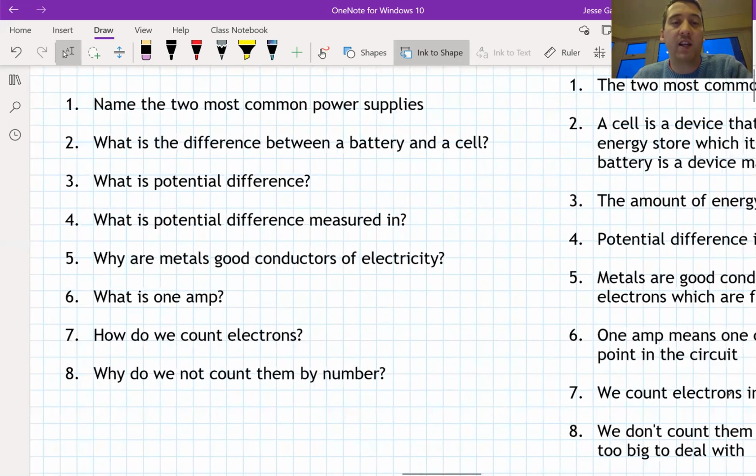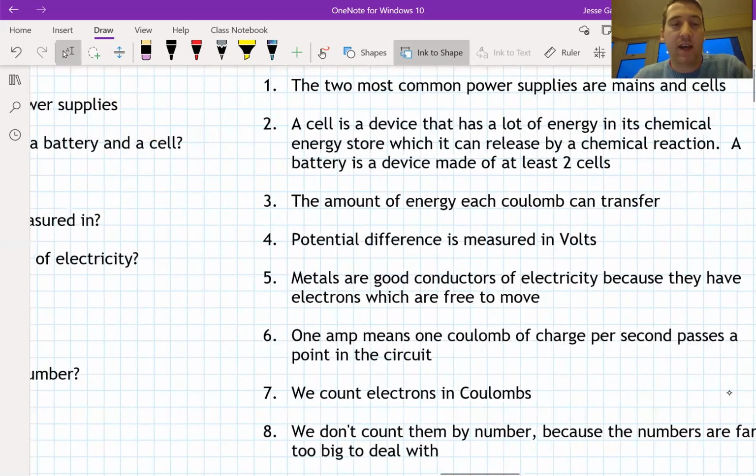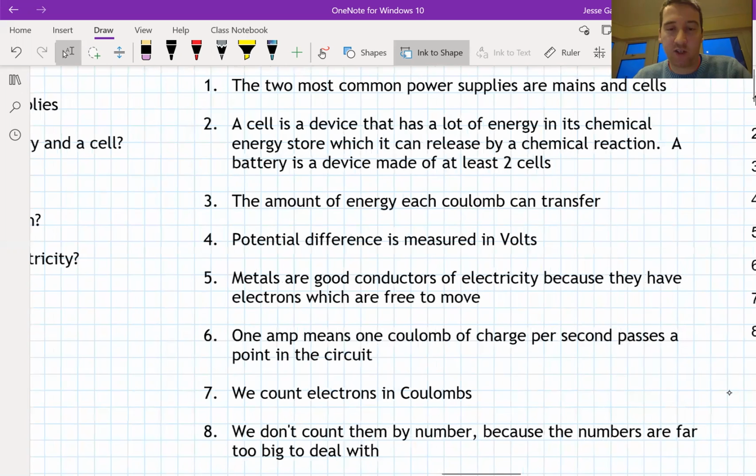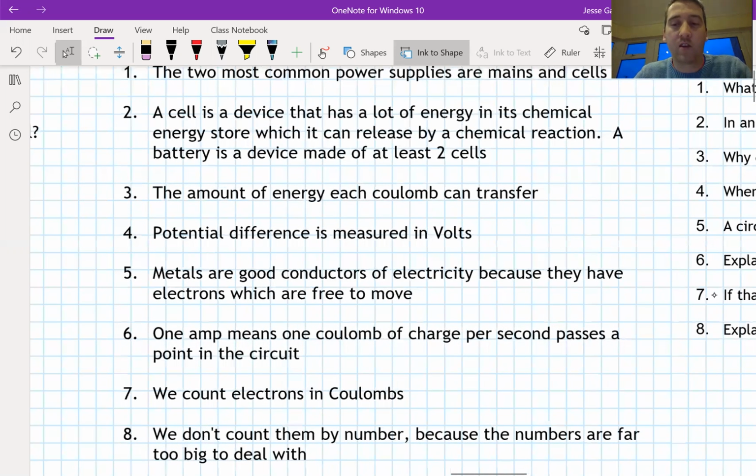What is potential difference? It's the amount of energy each coulomb of electrons can transfer. Potential difference is measured in volts. Why are metals good conductors of electricity? They're good conductors because they have free electrons, or their electrons are free to move. That's a key thing. They have to be able to flow. If you've got a material that the electrons can't flow in, then electricity will not be conducted. So if it's a conductor, that means electrons are free to move in it.